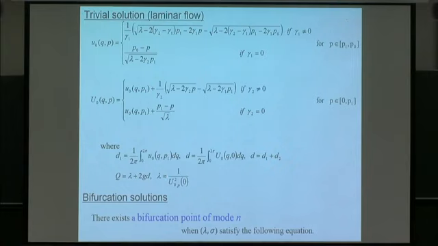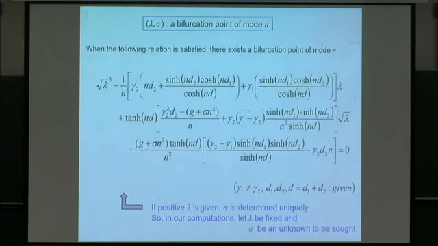And as for bifurcation solutions, there exists a bifurcation point of mode n when lambda and sigma satisfy the following equation. For different gamma 1, gamma 2, when this relation is satisfied, then there exists a bifurcation point of mode n. And if positive lambda is given, then sigma is determined uniquely by this equation. So in our computations, let lambda be fixed and sigma be an unknown to be solved.